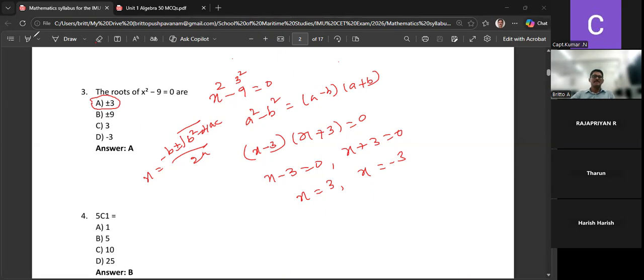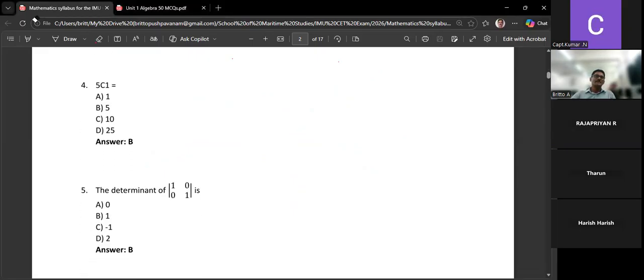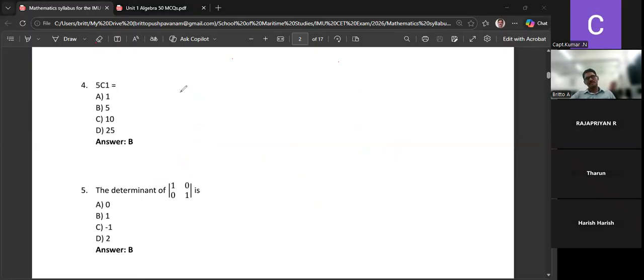Okay, now we move on to the fourth question, question number 4. It is 5C1, the value of 5C1. I told you already, it is a combination. So 5C1 means it's a combination. You know the nCr formula, which is n factorial divided by n minus r factorial into r factorial. Now here in the place of n you have 5, in the place of r it is 1.